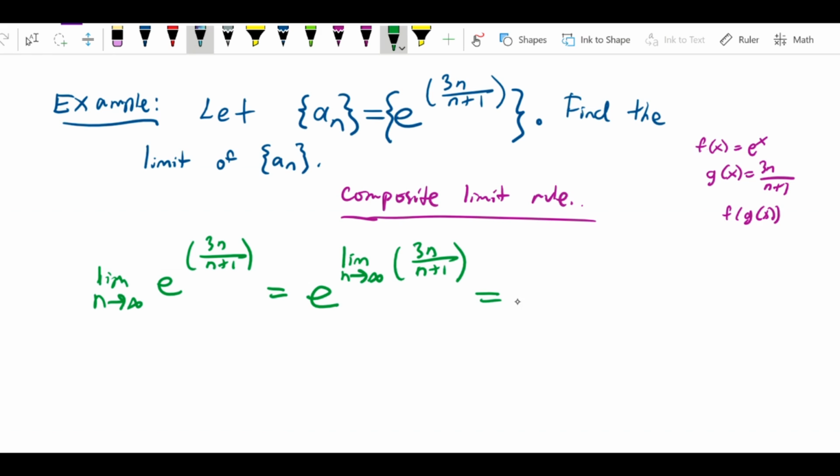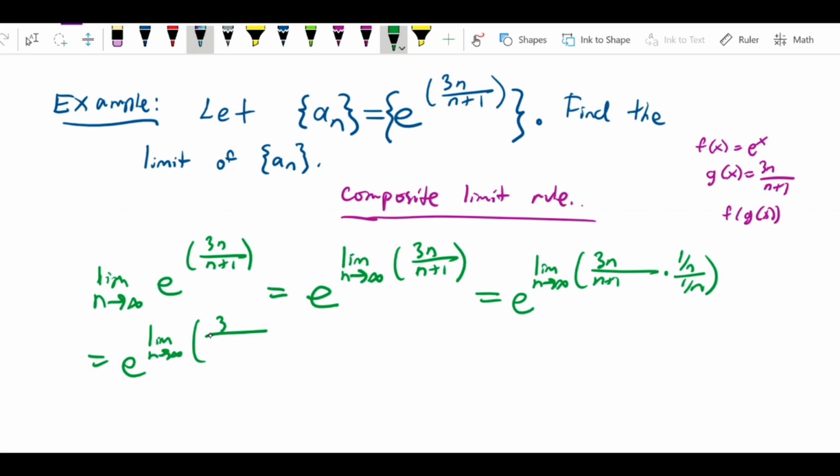So let's do it the formal way. Let's say it's e to the limit as n approaches infinity of 3n over n plus 1 times 1 over n over 1 over n. And that's going to be e to the limit as n approaches infinity of 3 over 1 plus 1 over n, which is e to the 3 over 1 plus 0. That simplifies to e cubed.